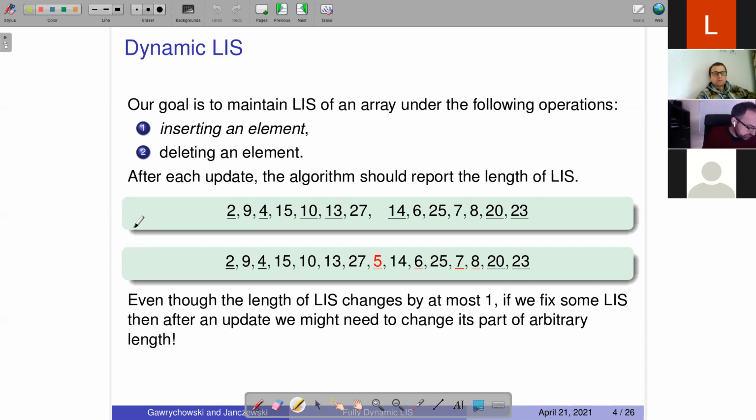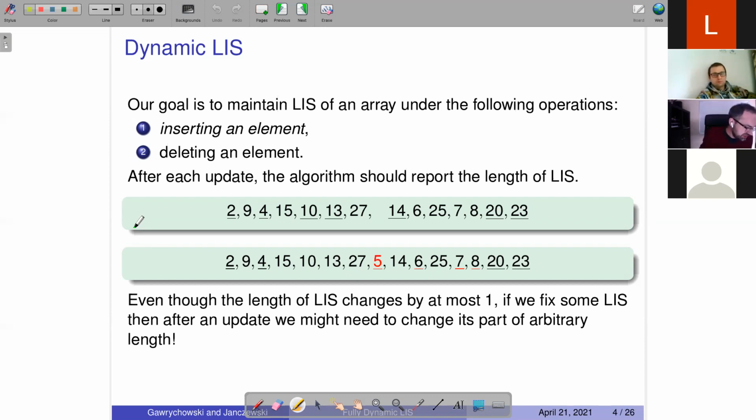Okay, so substitution is one possibility, but a more general version is that you have insertions and deletions. By insertion, I mean that you have the array, and then someone tells you that you should insert a new element 5, well, let's say between the 7th and 8th position. So you should move a new element between two consecutive elements of the previous array. So that's an insertion operation.